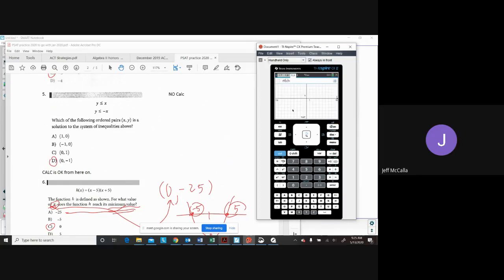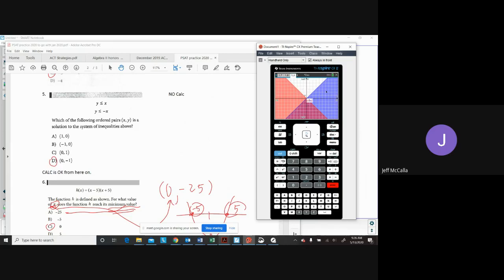One way you could graph it, and remember how to do a relation. I don't know if we did that a lot with the project. If you hit delete here, you can choose number 6 relation, and now I can type that in just like it is. Y, I think you hit control equals to get the less than or equal to, x, and then also graph y less or equal to negative x. And so the solution region is the double shaded region.